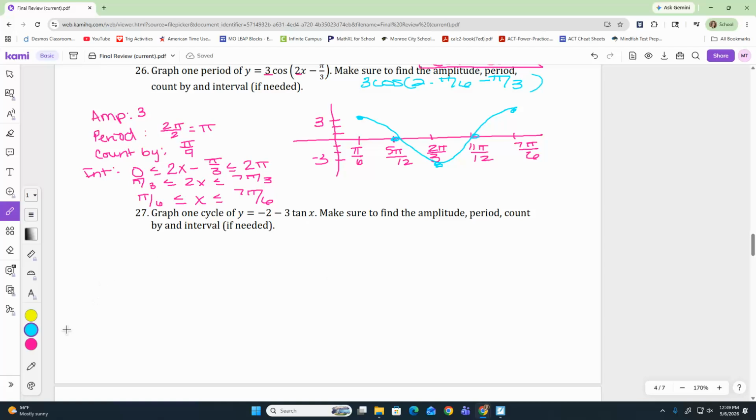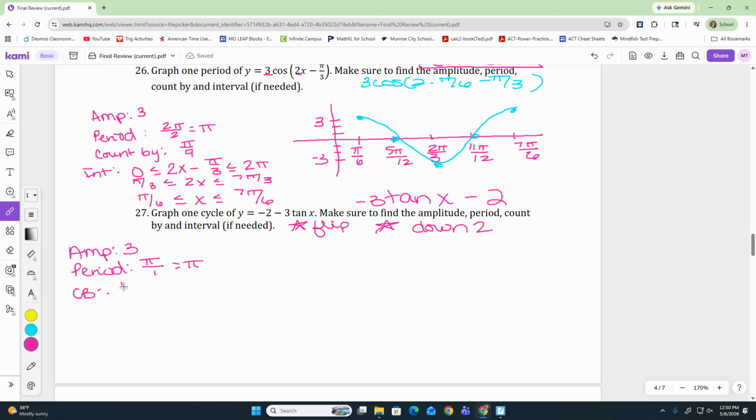27. This one is flipped a little bit, but same thing as if I said -3 tangent of x minus 2. First of all, what does a negative in front do? We'll flip our graph. What does a minus 2 do? Okay, your amplitude is always positive. It's just the number in front, so my amplitude is 3. Tangent and cotangent have a normal period of what? Pi. And it's just pi divided by the number in front of x, which is 1, so our period is pi.